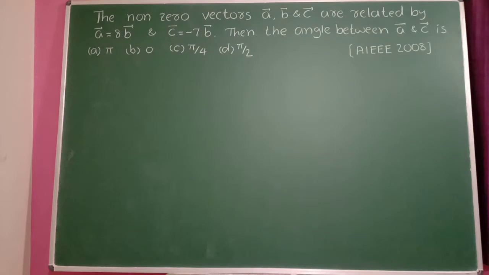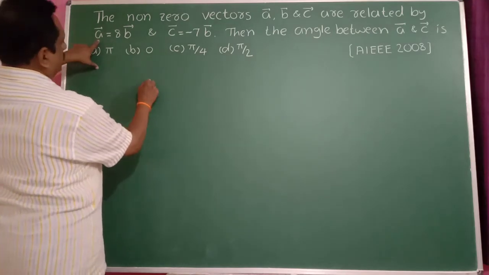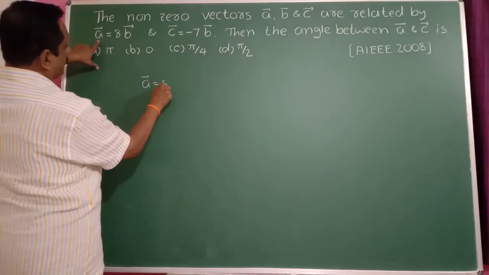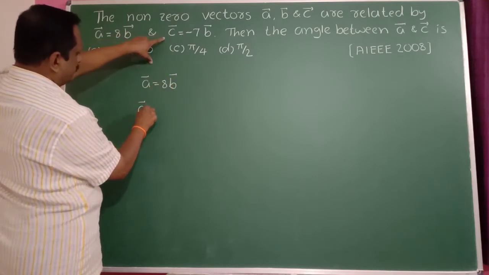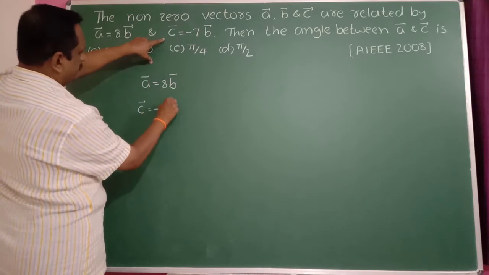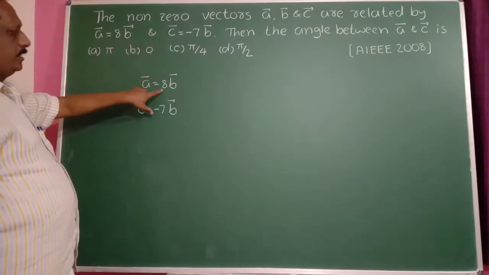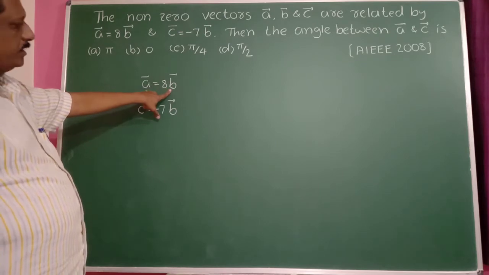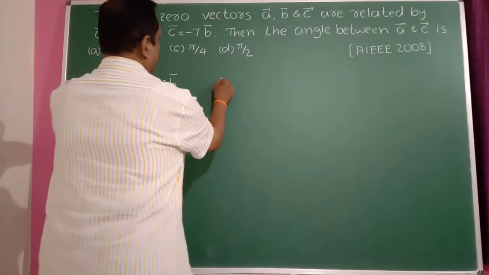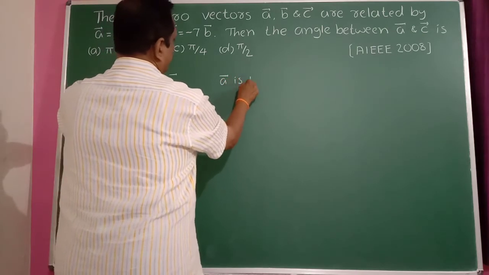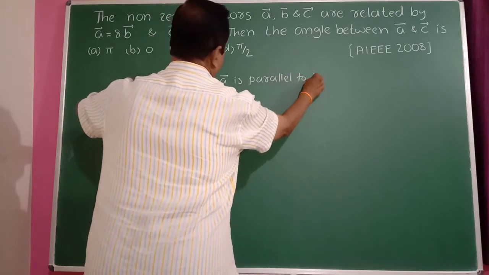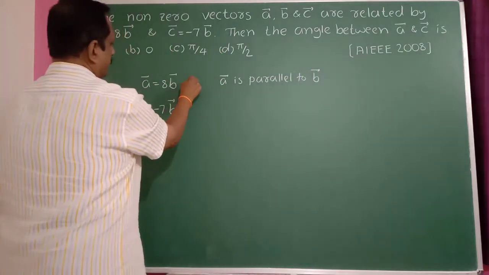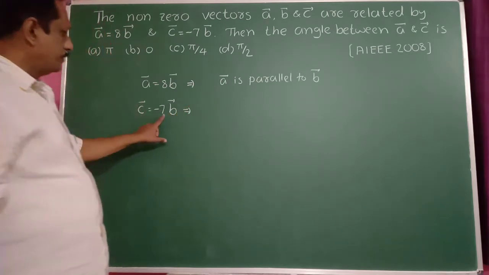The non-zero vectors A bar, B bar and C bar are related by A bar is equal to 8 into B bar and C bar is equal to minus 7 into the vector B bar here. Here A bar equal to 8 into B bar means A bar and B bar are parallel to each other. So A bar is parallel to B bar.